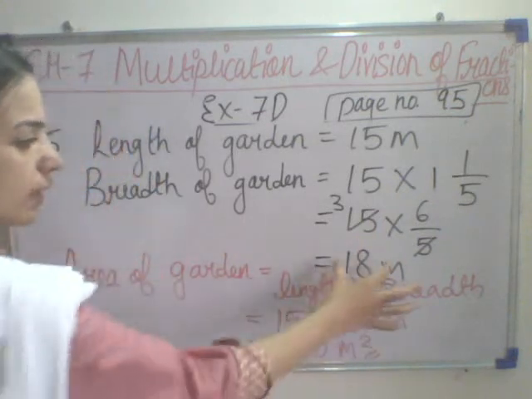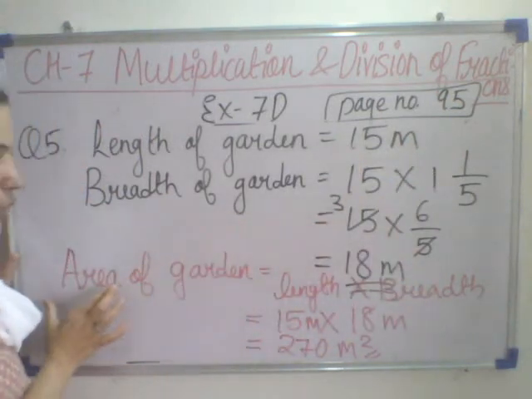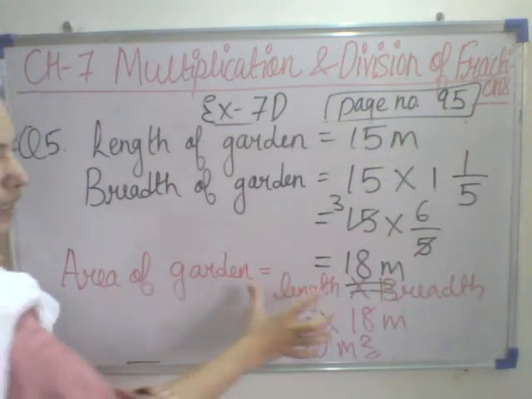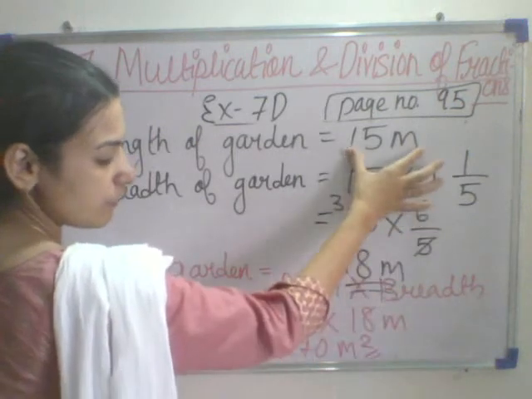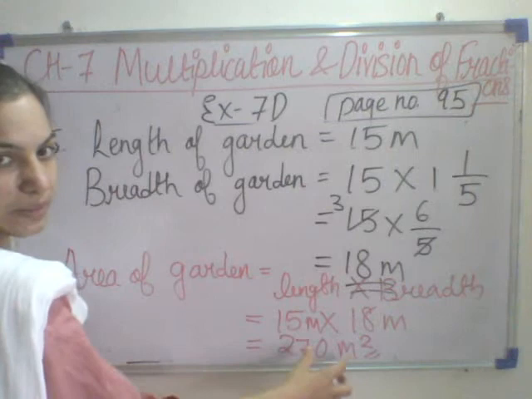Now we got here the breadth of the garden. Length we already know. So what will be the area? Area will be length into breadth, that is 15 meter into 18 meter. So the answer is 270 meter square.